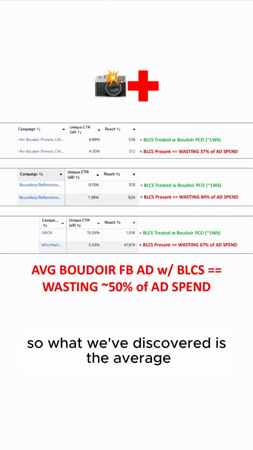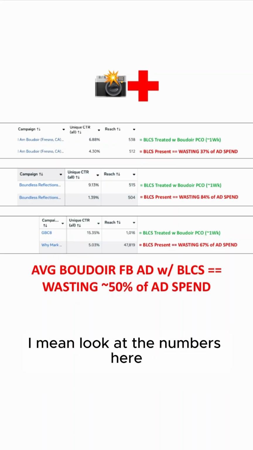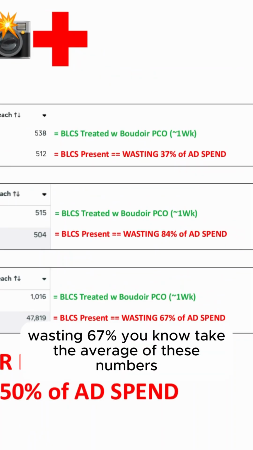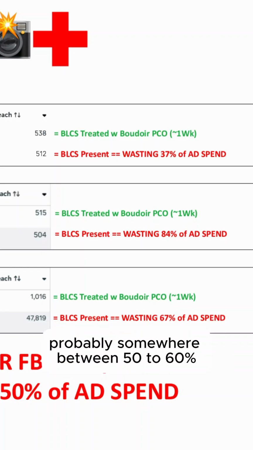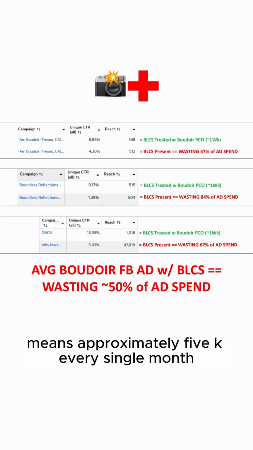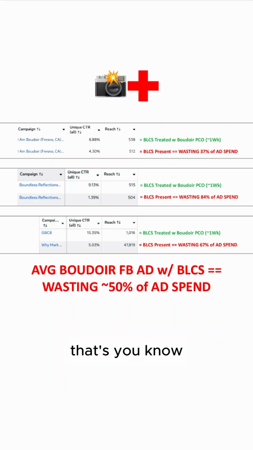So what we've discovered is the average Boudoir Facebook ad with BLCS is wasting about 50% of its ad spend. I mean, look at the numbers here. They're wasting 37%, wasting 84%, wasting 67%. Take the average of these numbers, probably somewhere between 50 to 60%. So if they're spending 10 grand a month on Boudoir Facebook ads, this means approximately 5K every single month is being wasted. That's 60K over the next year.